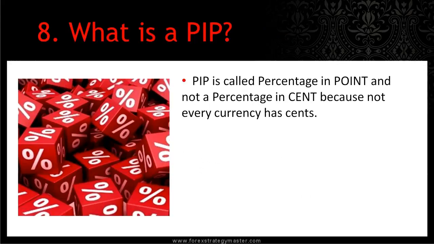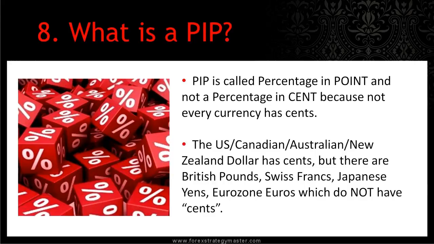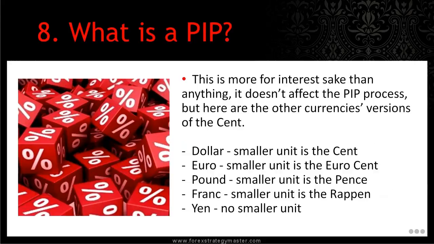Now, a pip is called a percentage in point and not a percentage in cent because not every currency has what's called cents. The US, the Canadian, the Australian, the New Zealand dollar, they all have cents, but there are British pounds, Swiss francs, Japanese yens, Eurozone euros, which do not have quote-unquote cents. Now, this is more just for interest's sake than anything else. Doesn't affect the whole pip process, but here are the other currencies' versions of a cent.